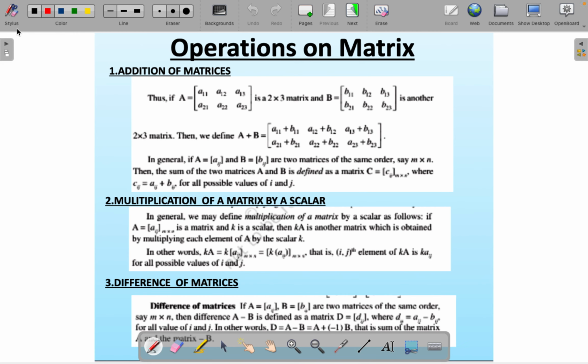The second video of matrix. In today's video, we will learn all about the operations which can be done on matrices. Let's talk about the first operation, the addition of two matrices.